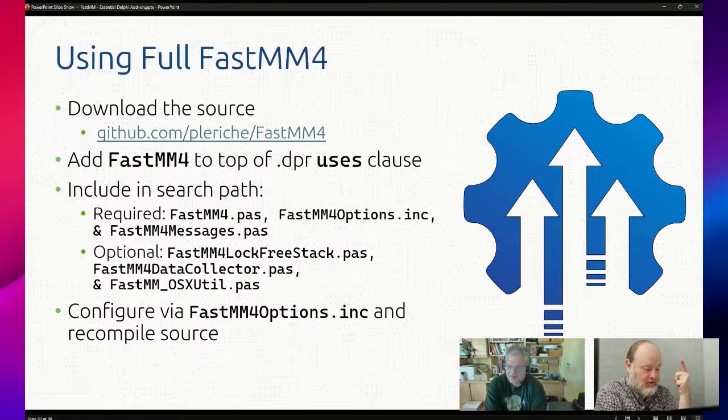All right, so to use the full FastMM, you download it from GitHub, and then you add FastMM to the very top of your uses clause in your DPR. Then you have to include FastMM4.pas, FastMM4Options.inc, and FastMM4Messages.pas in your search path, library path. If you change the options, which is how you configure it, it recompiles those each time. So just giving the precompiled DCUs isn't the right solution for this. You want to recompile it each time, depending on how often you change it.